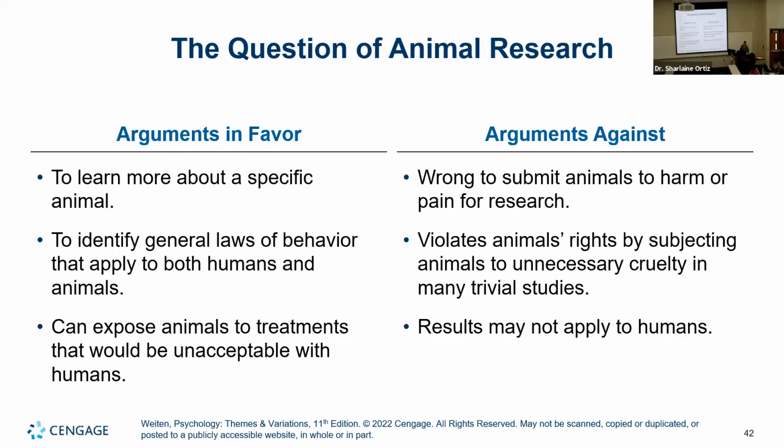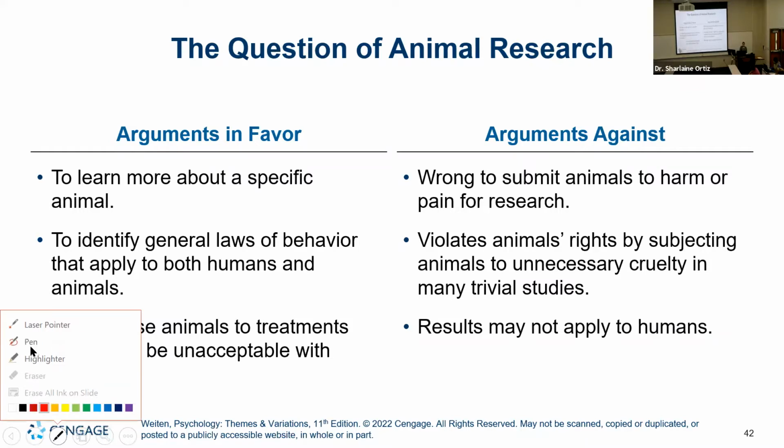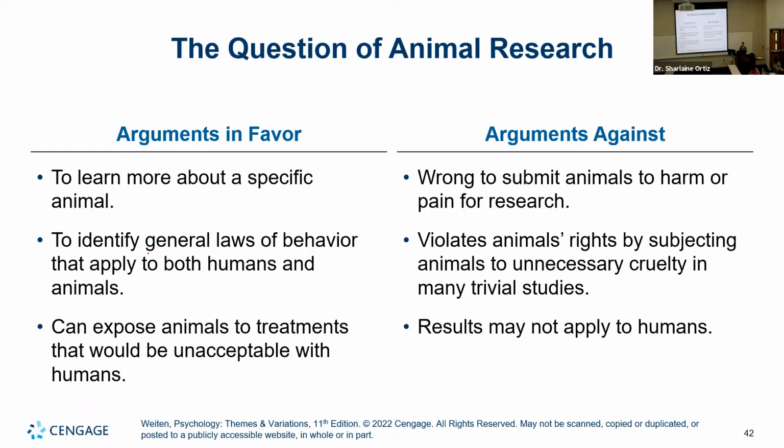One of the reasons why we do utilize animal research is because, first and foremost, we perhaps want to study behavior specifically about that species, specifically about that animal. So not necessarily one that is going to translate to human behavior, but sometimes we are indeed interested in behavior specific to that animal. Another reason is that the general laws of behavior may apply to both of us, for example, humans and animals.